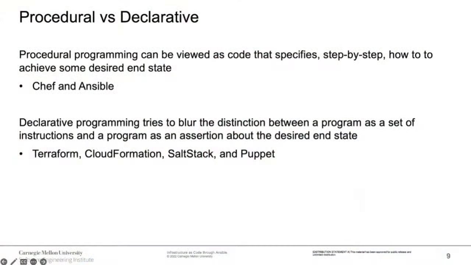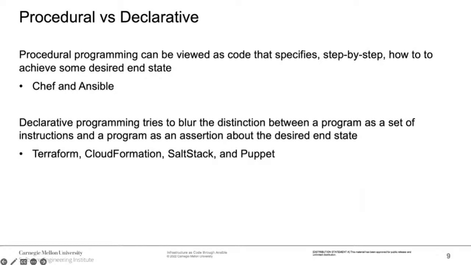So that brings us to procedural versus declarative. So procedural programming, it's what you would think of as sort of a top to bottom, left to right list of step by step how to do something, right? It's like a recipe, right? I start at the top, I go down line by line. This is how I'm going to configure my server, right? So tools like Chef and Ansible, this is the space that they operate in.